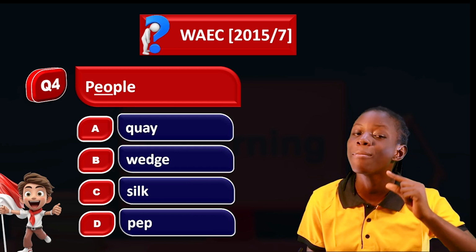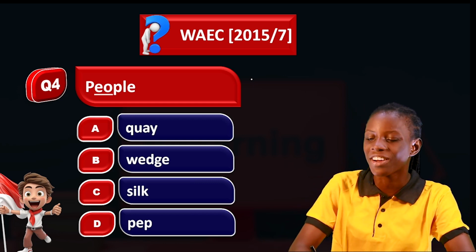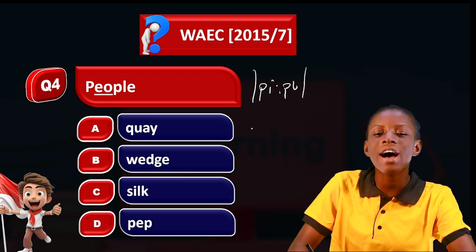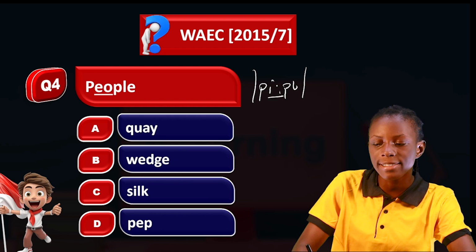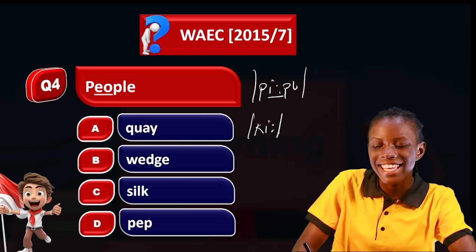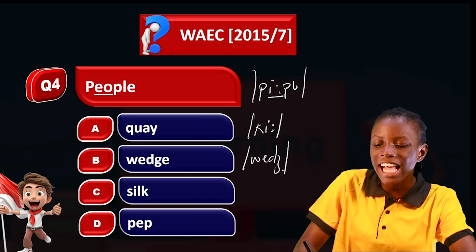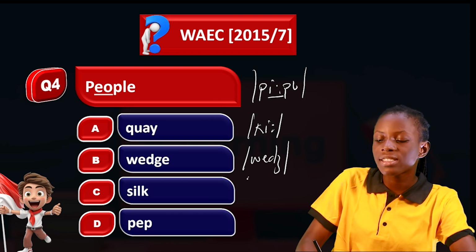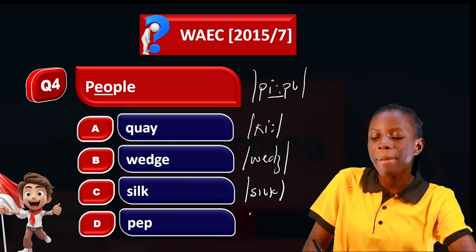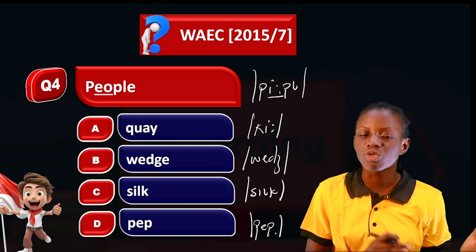Now let's confirm our answer. We have people to be /iː/, people. And we have key. Remember, key has the E sound. Option A, key, is /iː/. Option B is wet. Option C is silk. And option D is pep, transcribed just the way it is written, pep.